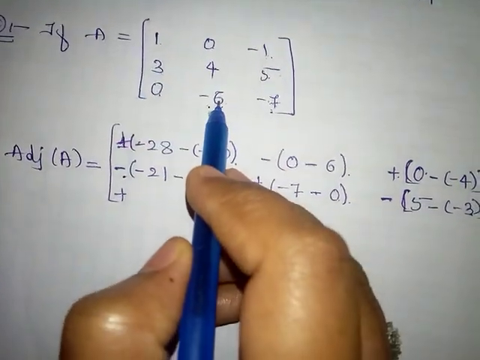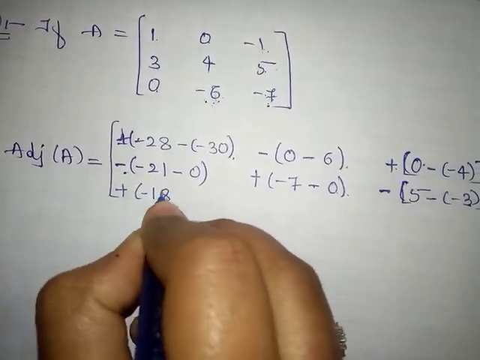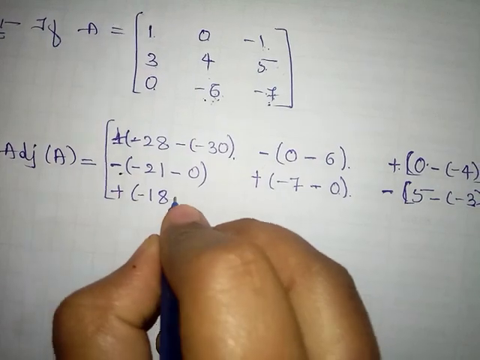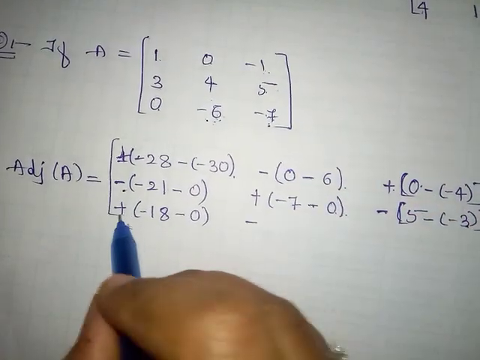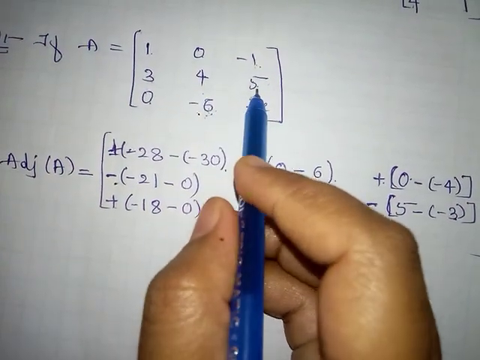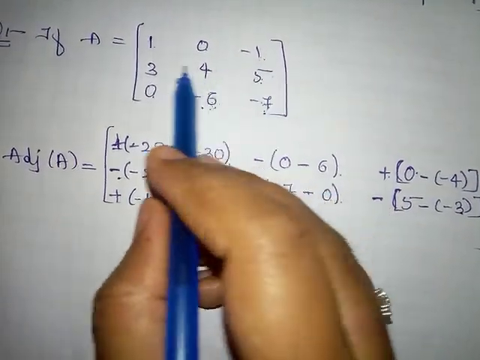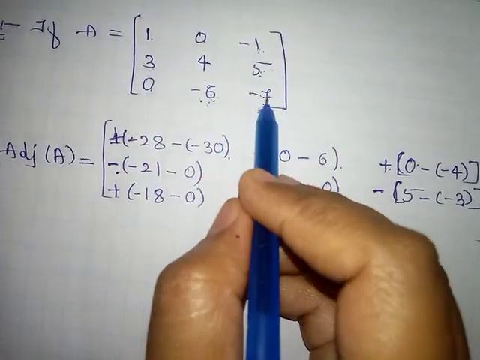We have 6 into minus 3 is minus 18. 0 into 4 is 0. Next it is a positive, negative. Here we are taking positive, so here it is negative. Next element is 5, so we have to avoid the second row, the second column and the last column.